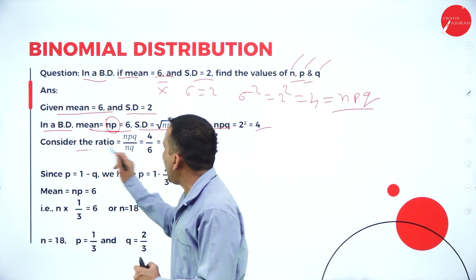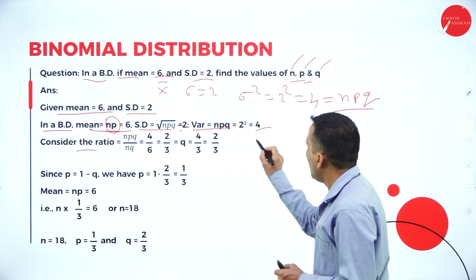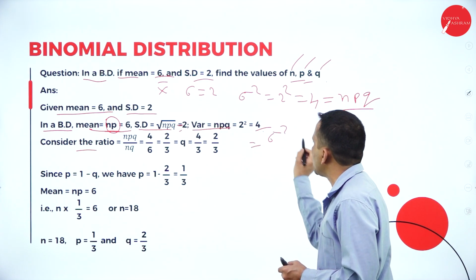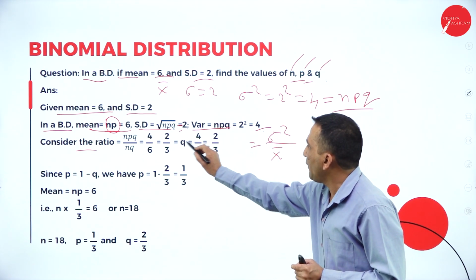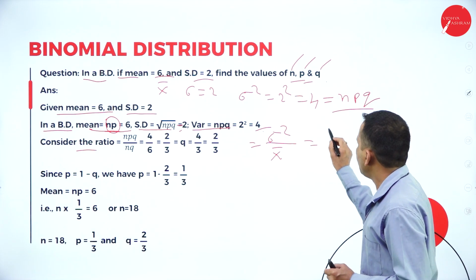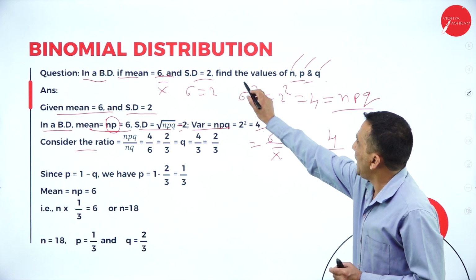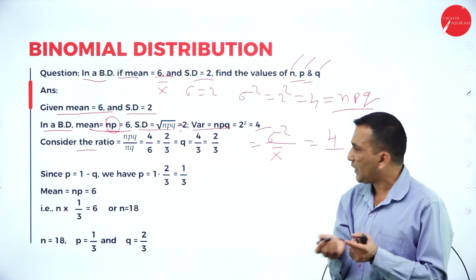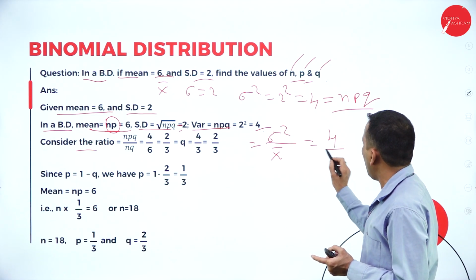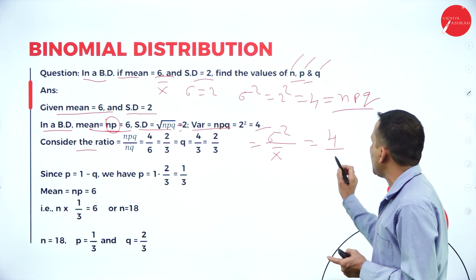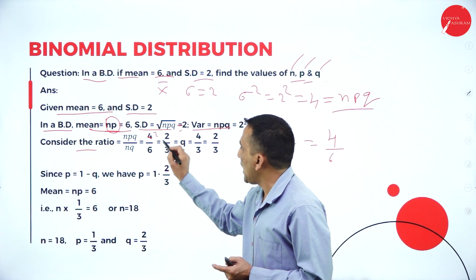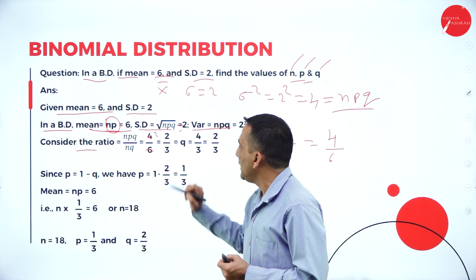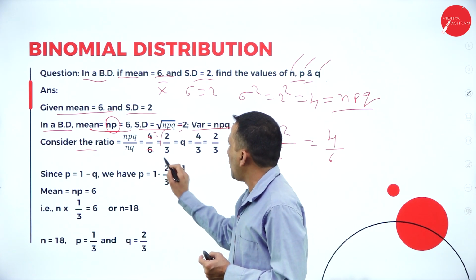Now consider the ratio. What are we trying to do? First we are writing variance divided by x bar value. Okay, variance we got here 4. Variance, with the help of standard deviation, we just converted to variance. So variance over mean, mean is given in the question 6. Okay, so if you try to simplify, 2 2s are 4, 2 3s are 6, so 2 by 3. Now easily we got the value.